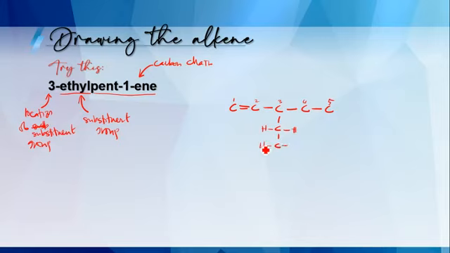CH2, CH3. Okay, this is your substituent group. Now, what is left? Just add the hydrogen. Careful over here. You just need 1, 2, 3, and 4. So basically this is the structure for 3-ethylpent-1-ene. Okay, so this is the structure.